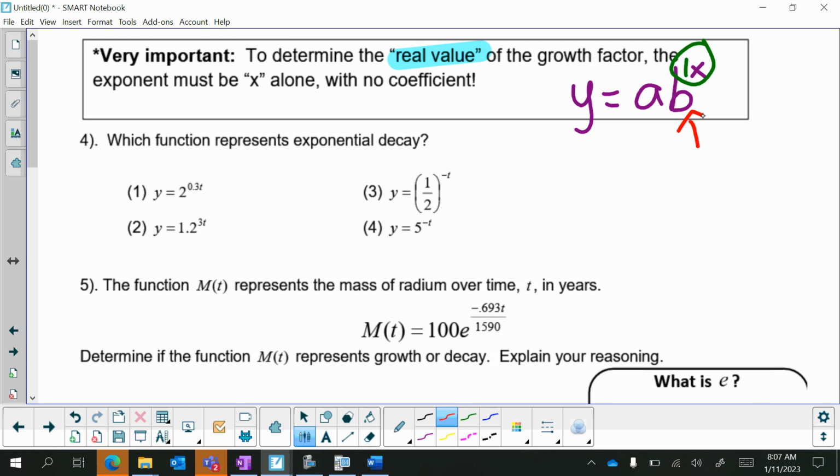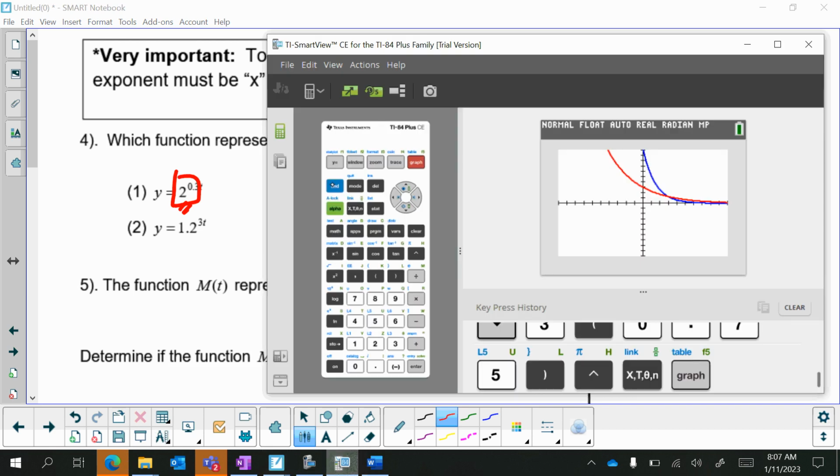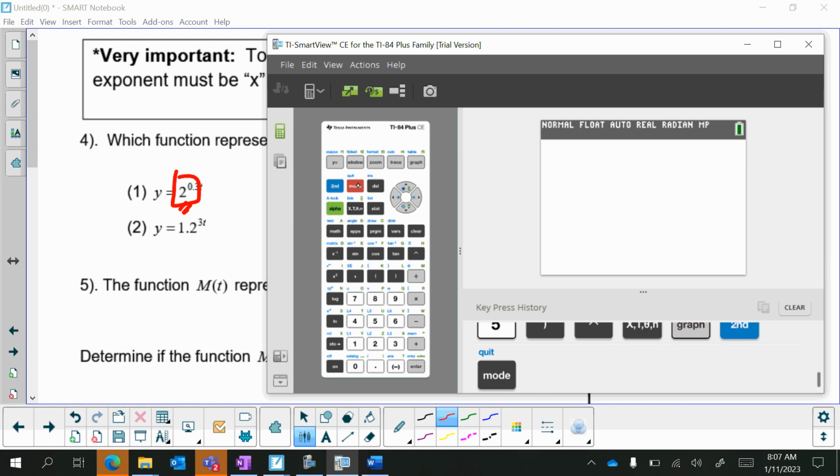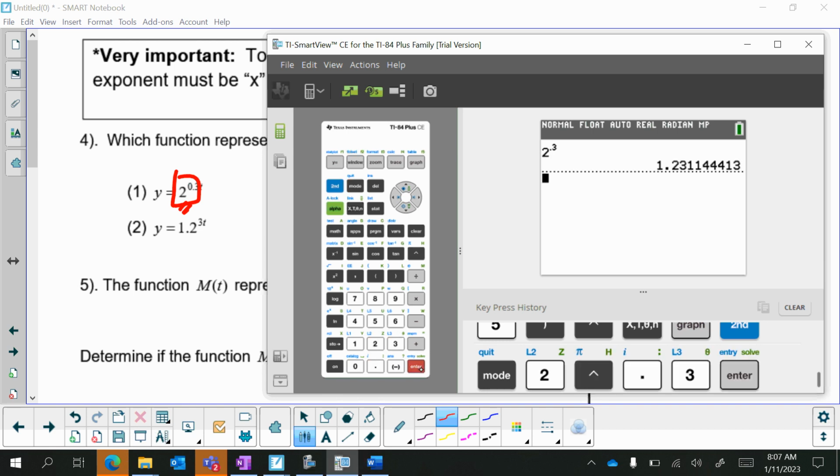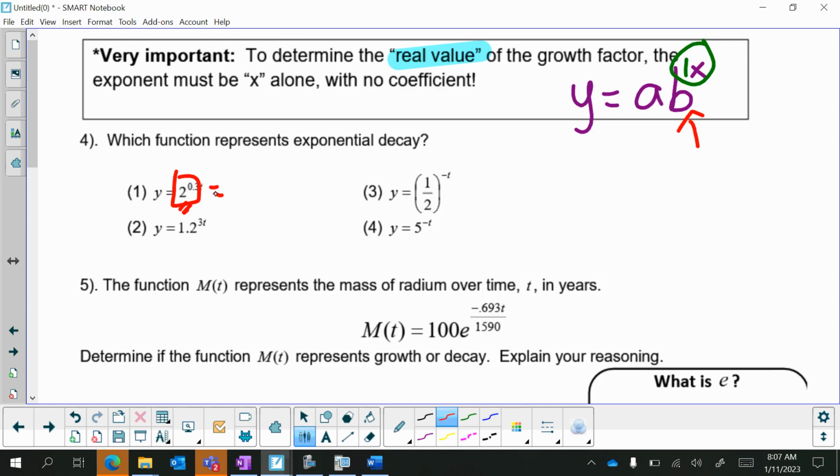So for example, if you look at choice 1, you think that your base is 2, but it's really 2 to the 0.3 because there's really a 0.3 on the x or the t. So if I wanted to get the real value of the base, I would raise the 2 to the 0.3 power, and that would be the real base, which is 1.23. So if I had to rewrite this, this is really 1.23 to the t. And then I would see that it is still growth because it's still greater than 1, and it's growth by 23%, but basically it's not 2. So that's kind of tricky, okay?